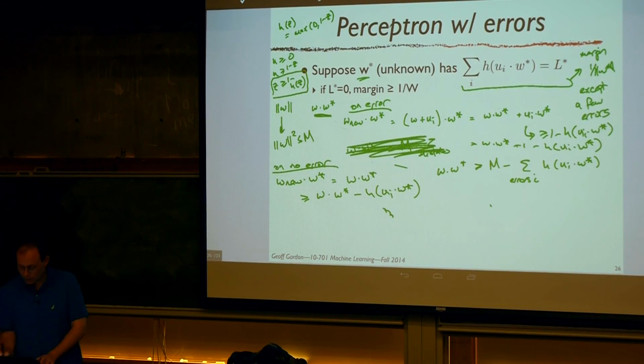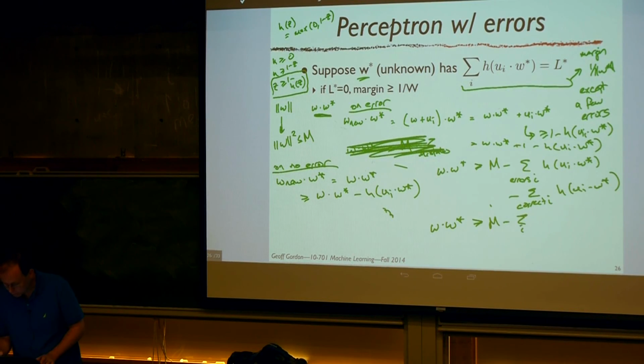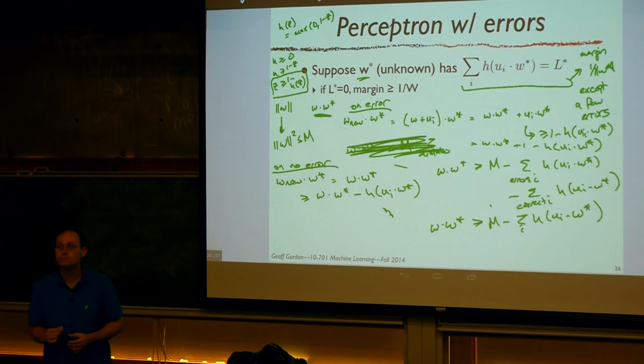And so now, if we sum over all trials, we'll get m on all of the trials where we make an error. We'll get minus h of ui dot w star on all trials where we make an error, but we'll also get h of ui dot w star on all trials where we don't make an error, right? So there's an extra term here, sum over correct i of h of ui dot w star. And so bringing that all together, w dot w star is bigger than or equal to m minus the sum over all trials i of h of ui dot w star. Okay.